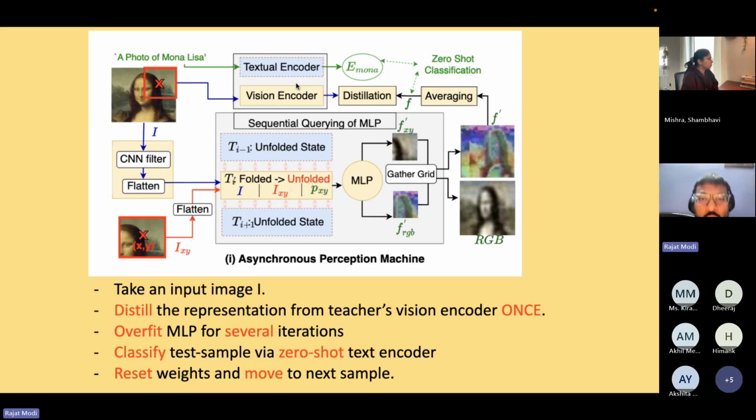Now let me tell you how to do the test time training. Let's say you are running this for every test sample, doing 20 iterations of test time training. During the first iteration, you feed forward the entire image through the vision encoder of CLIP, let's say. It gives you a feature vector F, which for all intents and purposes is a single vector, a CLS token. Let's call it a 768 dimensional vector.